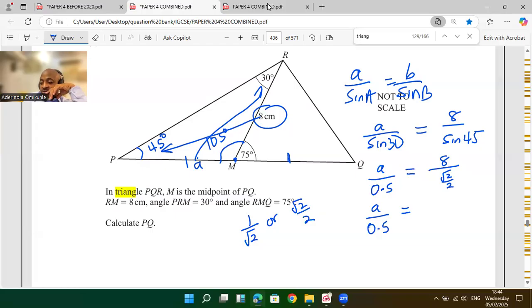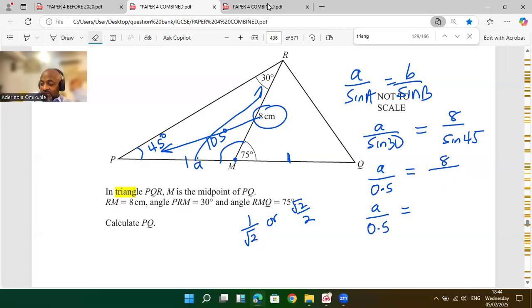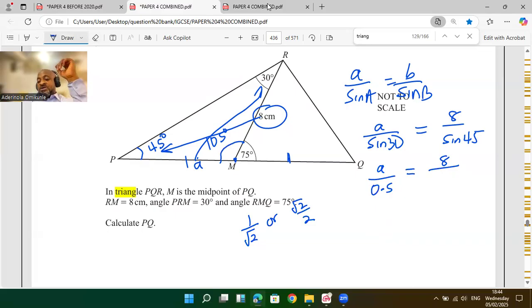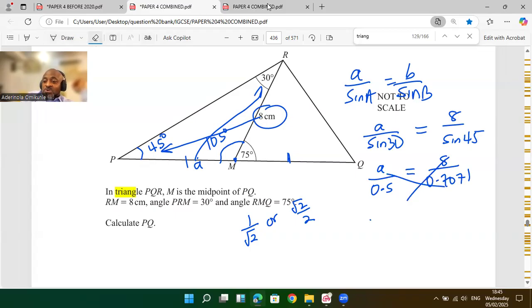Now I want to make this easier to use. Let me do the question with a calculator first, then we'll go ahead and do it without a calculator, for ease of understanding. So sine 30 on your calculator is 0.5, and sine 45 gives us 0.7071. Let me do it the usual way so that there are no decimal points at all.